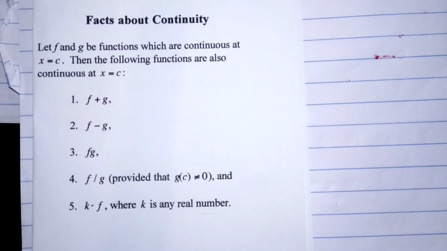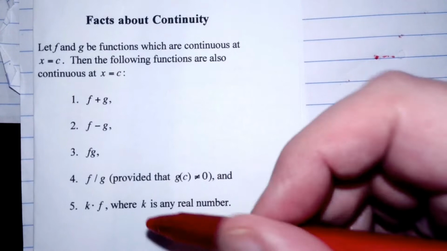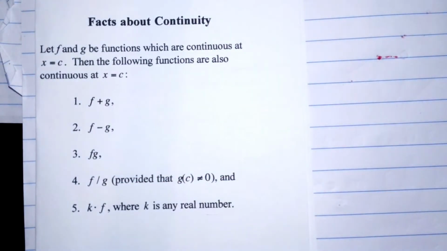Suppose f and g are functions that are continuous at x equals c. Then the following functions are also continuous at x equals c. f plus g, f minus g, f times g, f divided by g, again provided that the denominator is not 0, so that g of c is not 0. So those should remind you of some of those rules with limits. And then if you multiply a continuous function f by any real number, the result is still continuous.